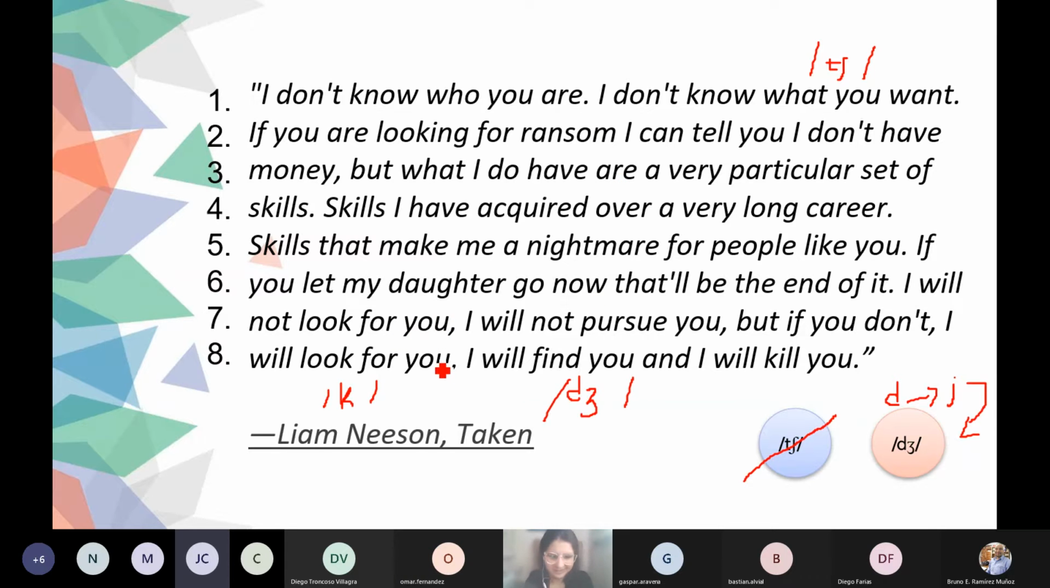Well done. So the examples were in the sentence, I don't know what you want, and then in line number 8, we have, I will look for you, and I will find you, and I will kill you. So well done.